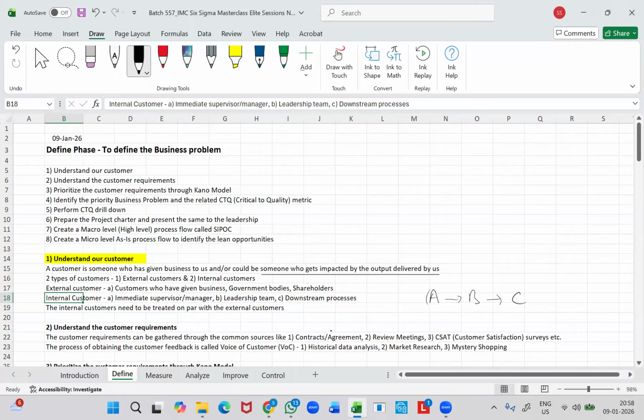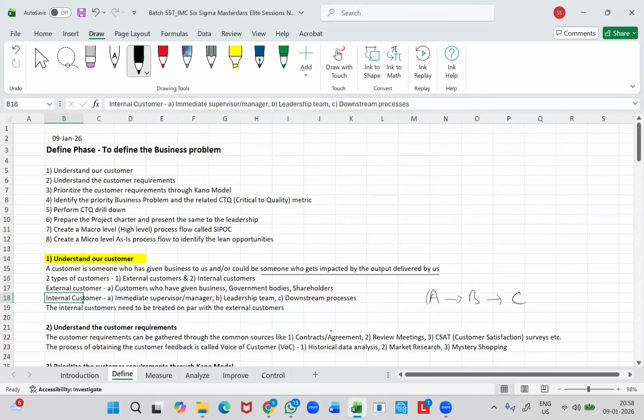Clear? So downstream processors will be part of the internal customer group. This thought process has to be instilled in each and every employee working in that process. You can very well understand who could be there down the line, right? So you would be part of your process chain. Who is the next immediate downstream processor? Are we treating our immediate downstream processor as our internal customer or not? Right? That's a question mark.